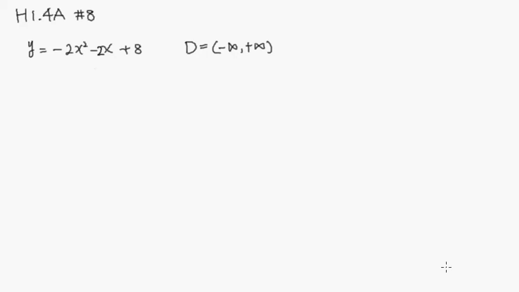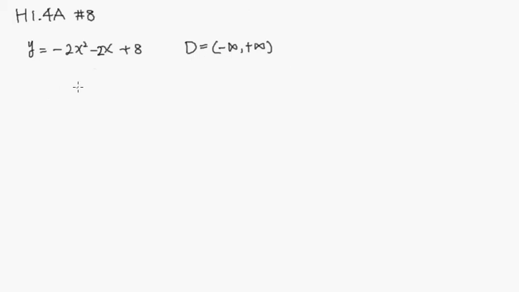Okay, I would like to go over homework 1.4a, number 8. We have a quadratic function which is defined to be negative 2x squared minus 2x plus 8. Finding the domain is quite easy since a quadratic function is defined for all real numbers. So the domain is all real numbers.